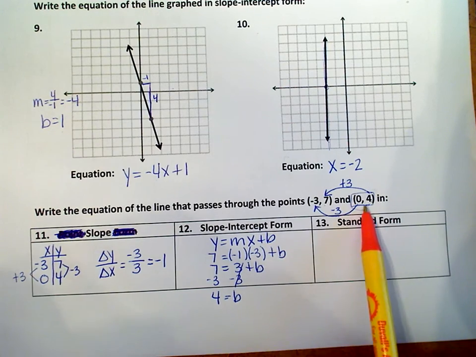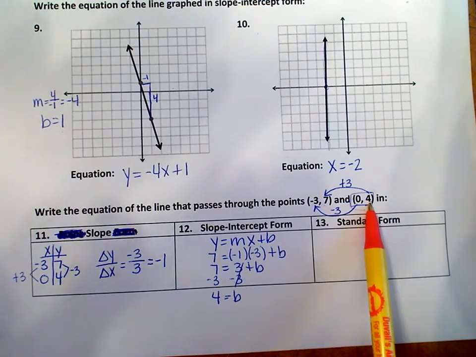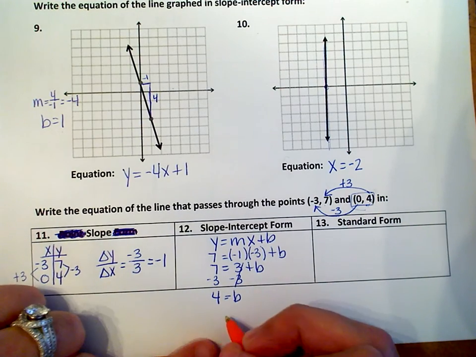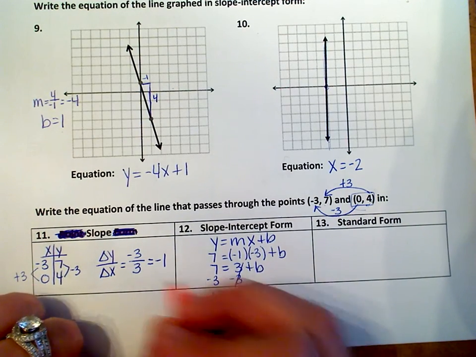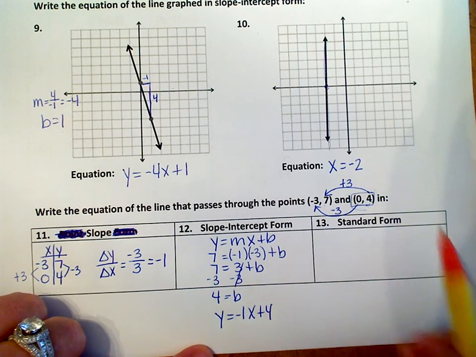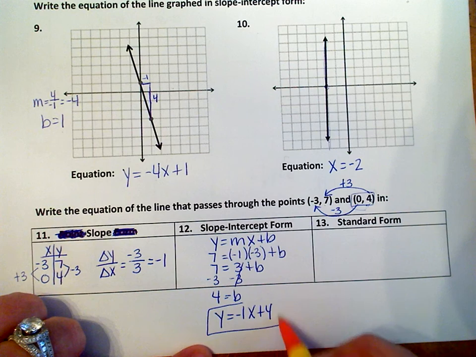Okay, so if they gave you the y-intercept up here, it is perfectly acceptable to say my y-intercept is 4, which my slope is -1, and we can write the equation y equals -1x plus 4. But if they don't give you the y-intercept, you're going to have to go through this process.